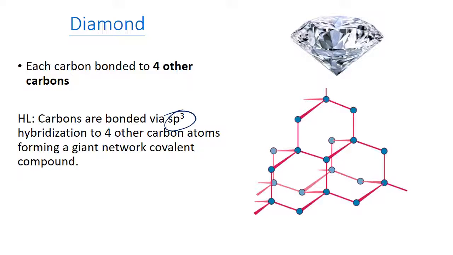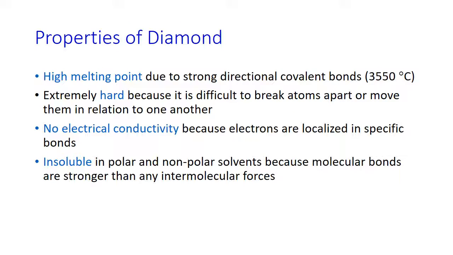Okay, and because every carbon is bonded to 4 adjacent carbons, diamond has a high melting point because you've got these strong directional covalent bonds to each carbon. It's extremely hard because you've got to break all these carbon-carbon bonds. It doesn't conduct because there are no free electrons, and it's insoluble because the covalent bonds between the carbons are stronger than any of the intermolecular forces that want to break it up or dissolve it.